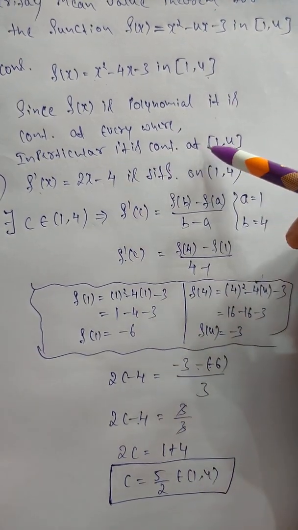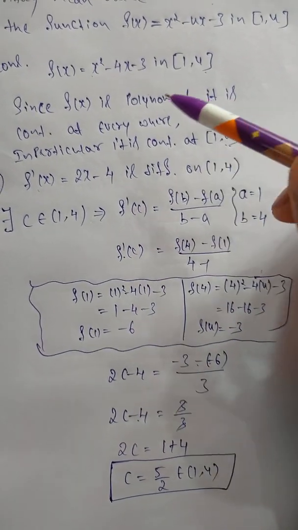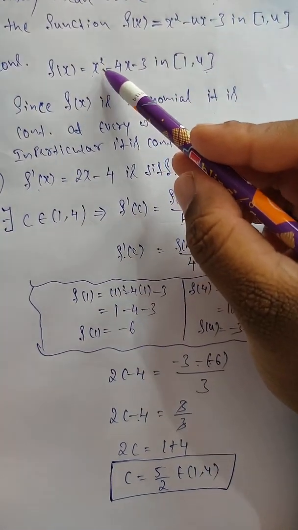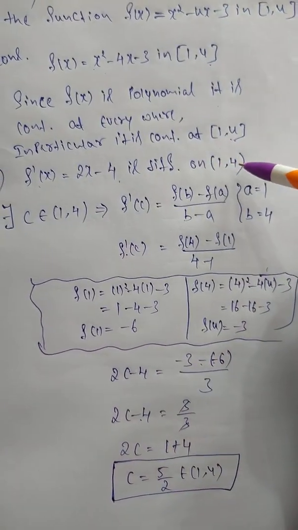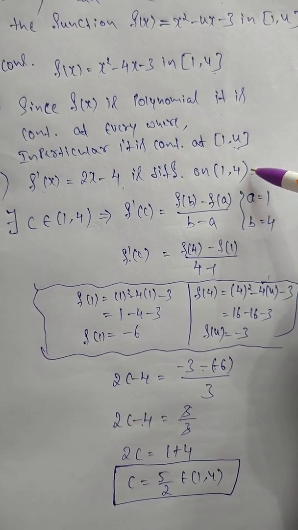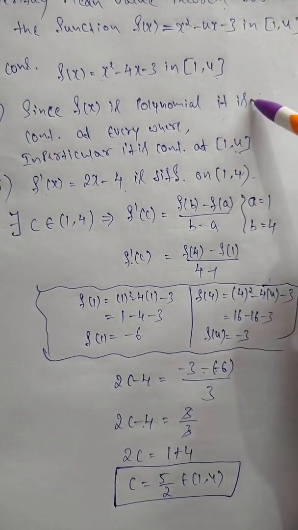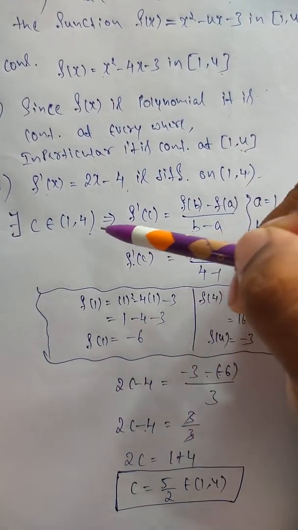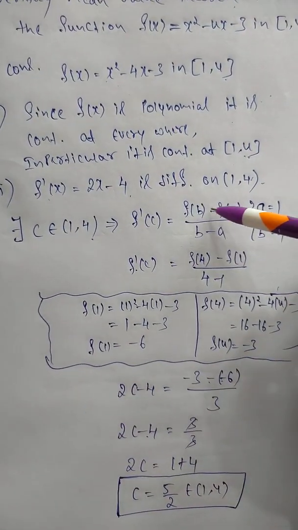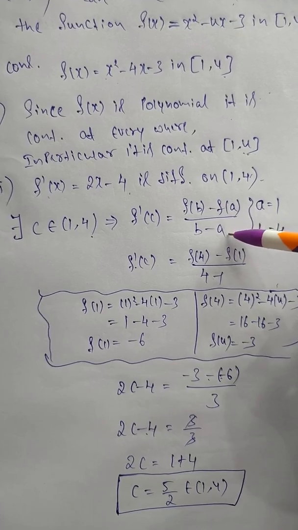In particular, it is continuous at closed interval 1 comma 4. What is the f dash of x? The differential of x square is 2x. The differential of minus 4x is minus 4. It is differentiable on open interval 1 comma 4. If these two conditions are satisfied, then there exists a c belongs to the open interval 1 comma 4, such that f dash of c is equal to f of b minus f of a by b minus a.